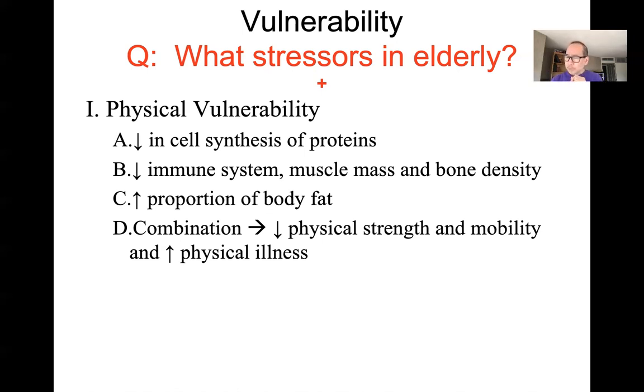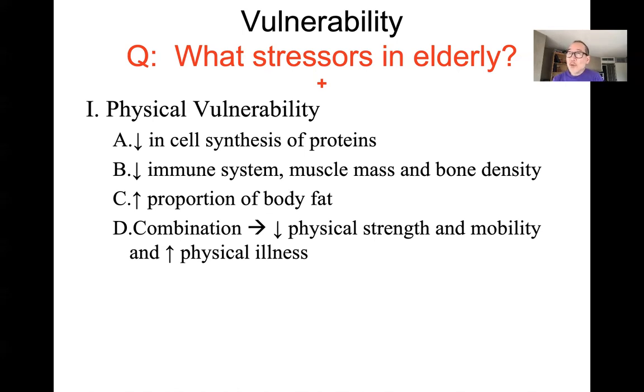One of the things that's important to keep in mind when working with an elderly client or patient are the physical vulnerabilities, which clearly distinguish the elderly from the younger age groups. There's a decrease in cell synthesis of proteins, which is going to affect a number of areas of functioning, certainly things such as muscle mass. As a general matter, I don't think you lose muscle mass per se, but muscles do shrink in size. Certainly muscle strength and capacity change with age.